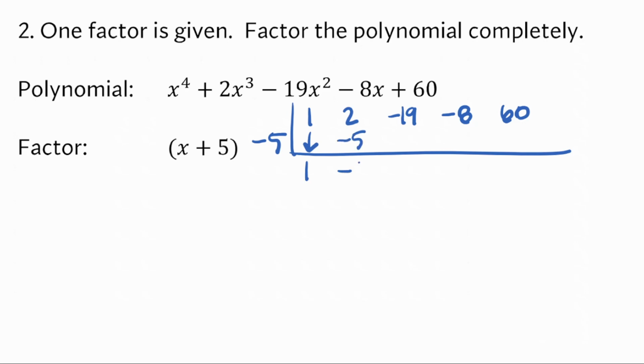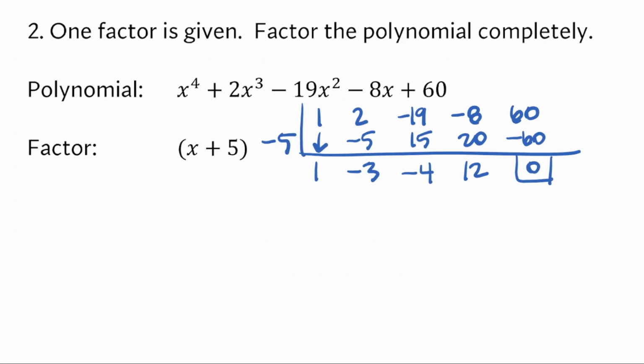Multiply, add, multiply, add, multiply, add, multiply, add, and if at this point you don't get 0, you need to double check your work, because that means that you've made an error because one of the factors is given. So what I'm left with is x plus 5.